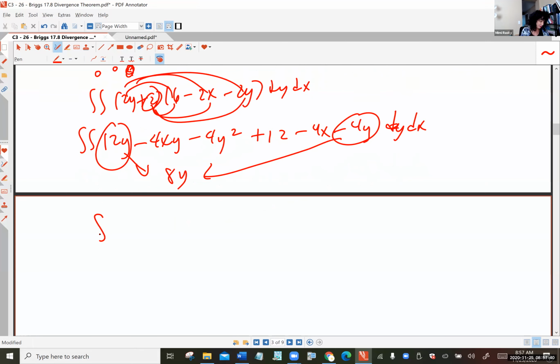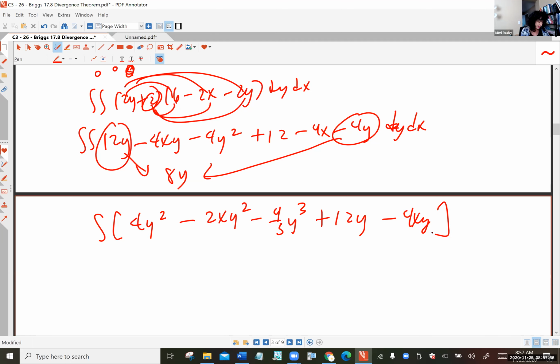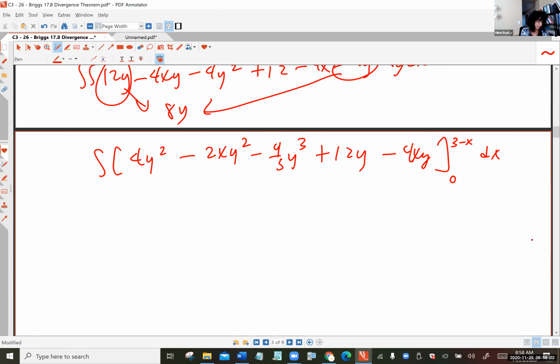I can't help you there, but so then I'm going to have 4y squared minus 2xy squared minus 4/3 y cubed plus 12y minus 4xy. And I'm going to evaluate that between 0 and 3 minus x. Are you kidding me? No, I'm not kidding you. Oh man, this sucks. So you're going to go, do I really have to do this? And I'm just going to show you a little trick to help a little bit. I mean, you don't have to use the trick.